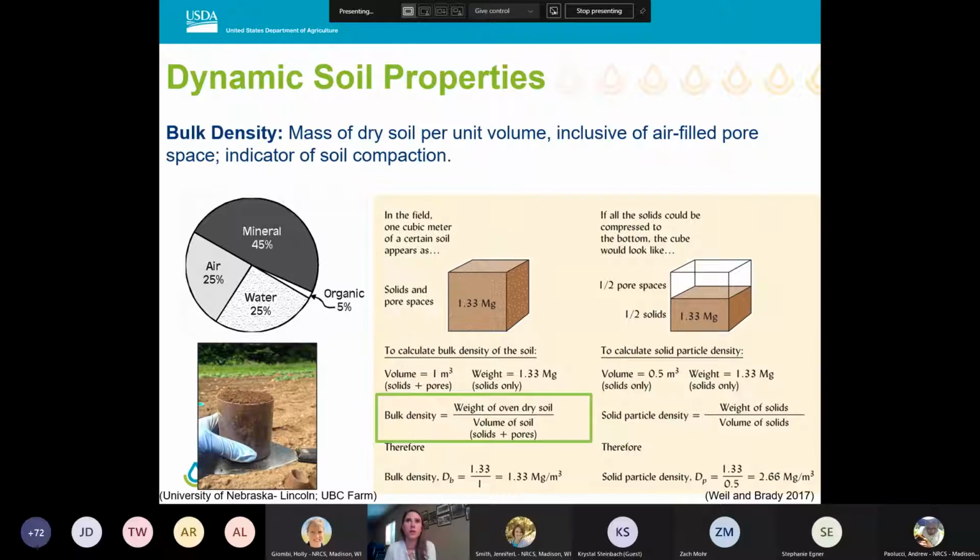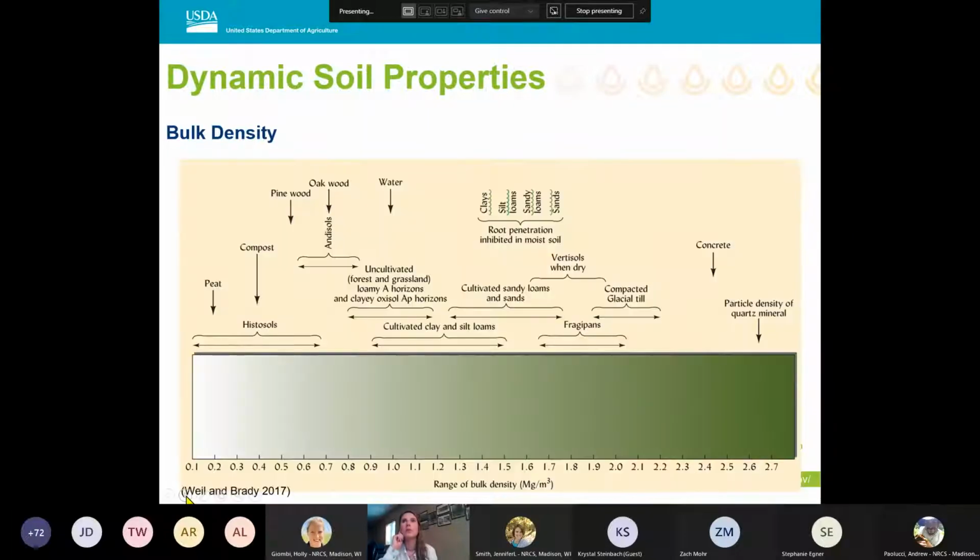The calculation for determining bulk density is on the right, but basically a rule of thumb is rocks have a density of 2.65, essentially. If you divide that by 2, assuming half of it is pore space, an average soil, a medium textured soil with half pore space, has a bulk density of 1.3. So if you go to the next slide, I can show you a spectrum of bulk densities based on soil type and management regime.